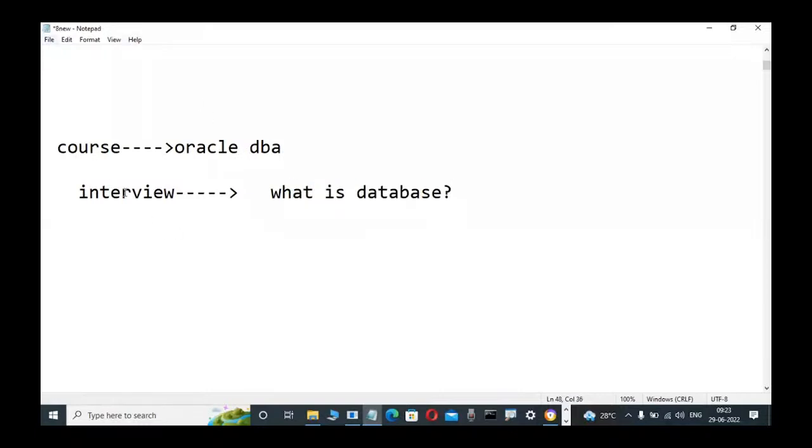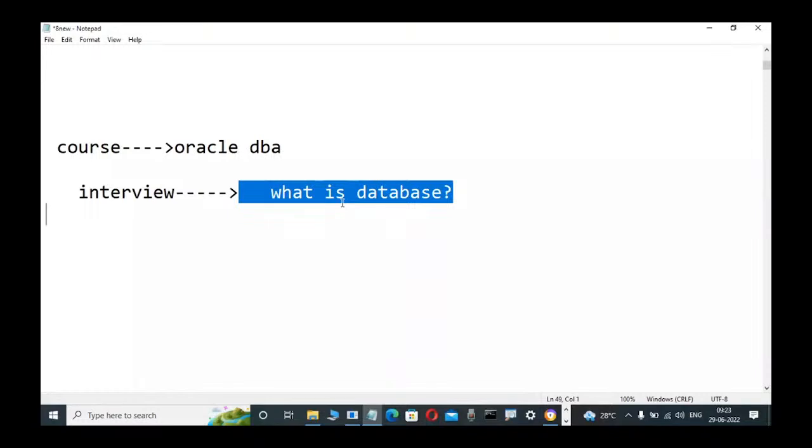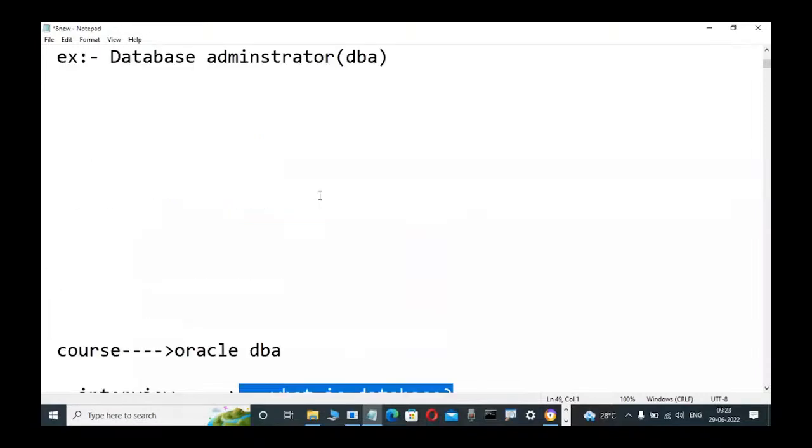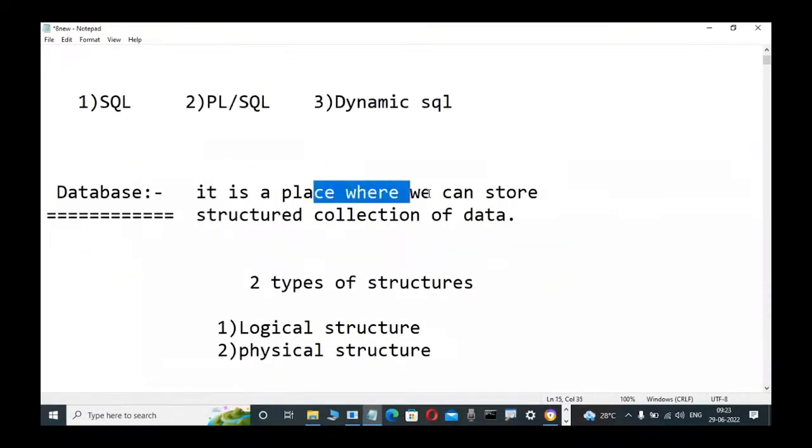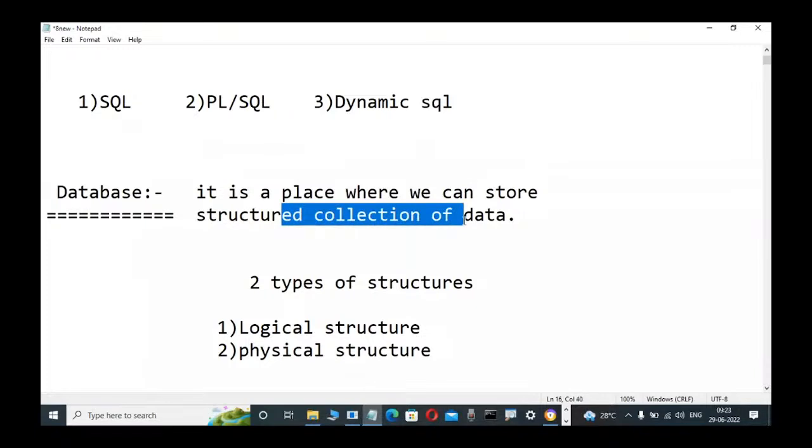They're asking, I am an administrator, so what am I telling? A database is a place where we can store a structured collection of data. The interview is gone. Immediately the interviewer rejected. Why? Because I am a DBA person and I am not telling the logical side. A logical structure, I am also familiar with. A database is a structured collection of interrelated data, and that means there is a logical side.